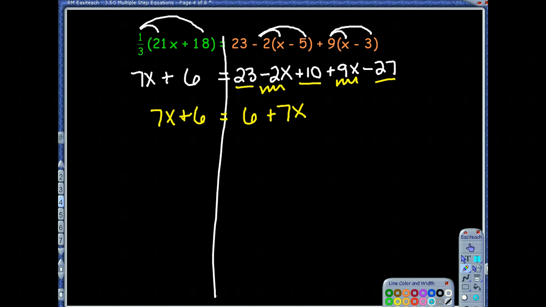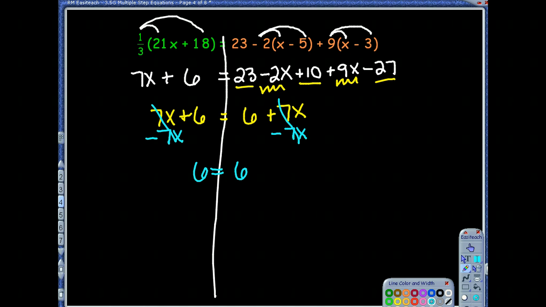Now we want to get all the variables to one side. So I'm going to go ahead and subtract the 7x from this side. But whatever I do to one side, I have to do to the other. And I notice again that all of these x's are canceling each other out. There's no more variables. So this is another one of those special cases. The special cases only happen when all the variables are gone. If there are still variables, you got to keep going.